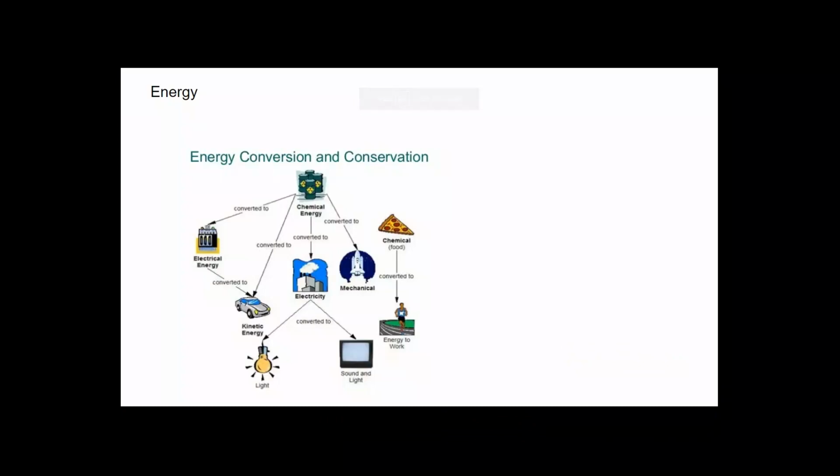This presentation looks at energy conversion. And you probably know that one form of energy can be converted into another. So, for example, chemical energy in batteries or fuel can be converted into electrical energy, which can be converted into kinetic energy, or it can be converted into chemical energy directly. Or it can be converted directly into electricity.